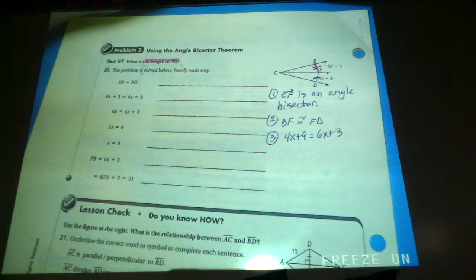Share your answer with those around you. Share, share, share.